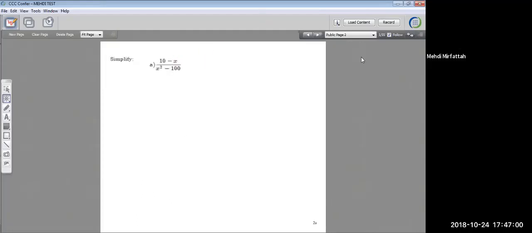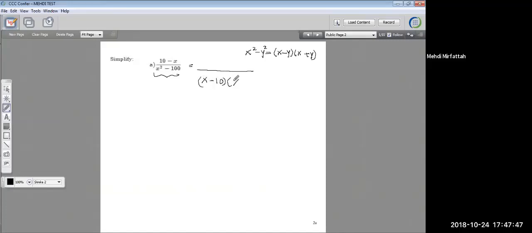Here we're going to simplify this, and the first thing you look for is to factor. If it's factorable, you factor it. It looks like what I have at the bottom of the fraction is factorable. I get a difference of squares. If you recall, if I have x squared minus y squared, that factors to x minus y times x plus y. So if I go ahead and factor this, my x is x, my y is 10. 10 squared would be 100. So I would factor that to x minus 10 times x plus 10.